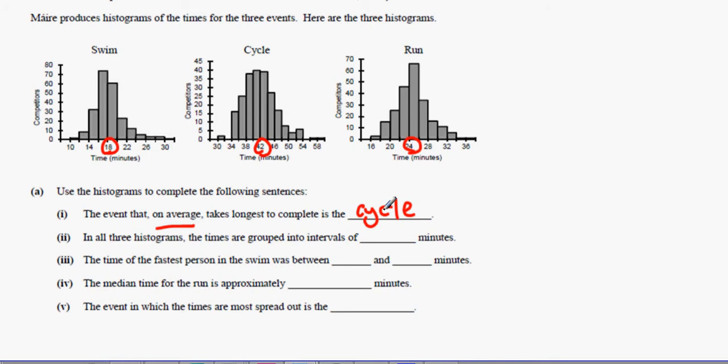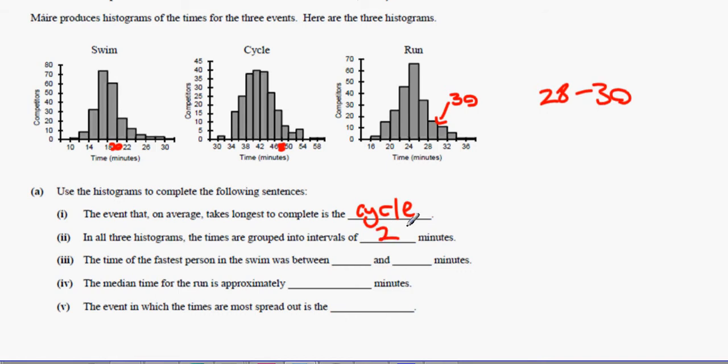In all 3 histograms the times are grouped in intervals of... So the interval is the size of the bars, basically. You can see that it goes from 18 to 22 with 2 bars, so 20 in the middle. Same thing here, 46 to 50 with 48 in the middle, and then 28 to 32 with 30 in the middle. So each bar length is like 28 to 30, which is intervals of 2 minutes.